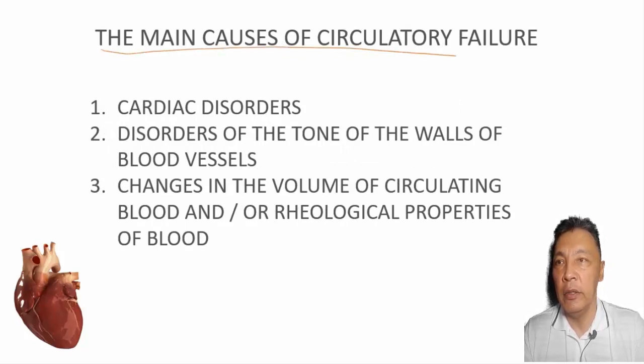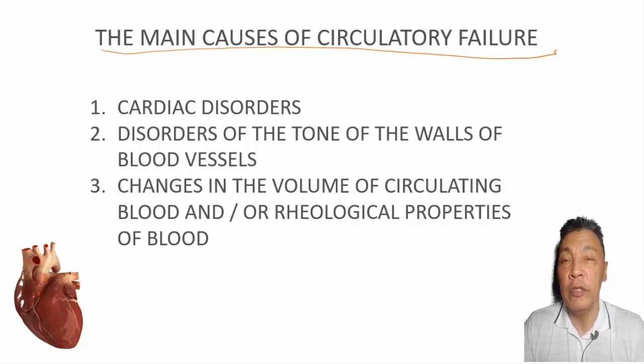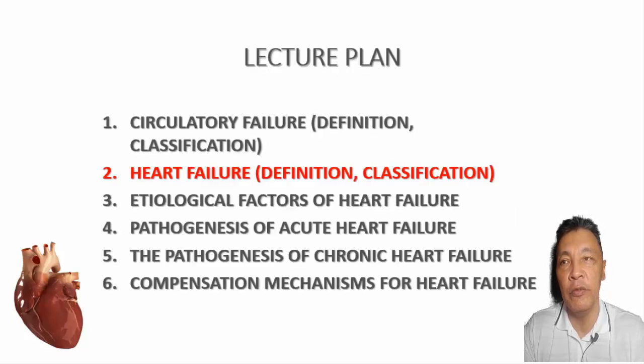Next slide, the main causes of circulatory failure: cardiac disorders, disorders of the tone of the walls of blood vessels, change in the volume of circulating blood, and/or rheological properties of blood. We distinguish between a cardiac form of circulatory insufficiency, a vascular form, and a combined cardiovascular form of circulatory insufficiency.